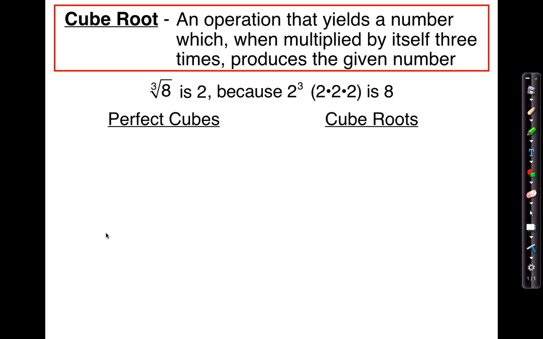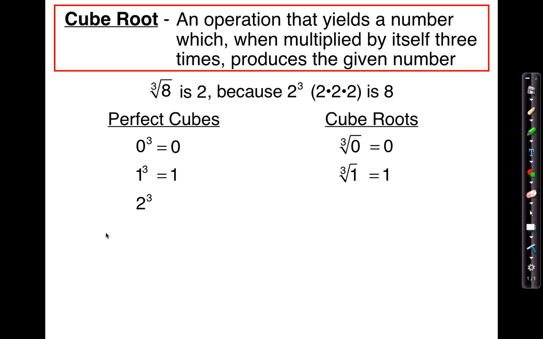So let's go ahead and generate a list of some perfect cubes. That way we can use it as a reference sheet, just like we did with the perfect squares. In order to make a perfect cube, you just take a number, cube it, and that result is a perfect cube. So 0 cubed is 0, so 0 is a perfect cube. If I take the cube root of 0, the answer is 0. 1 cubed is 1, so 1 is a perfect cube. Cube root of 1 is 1.